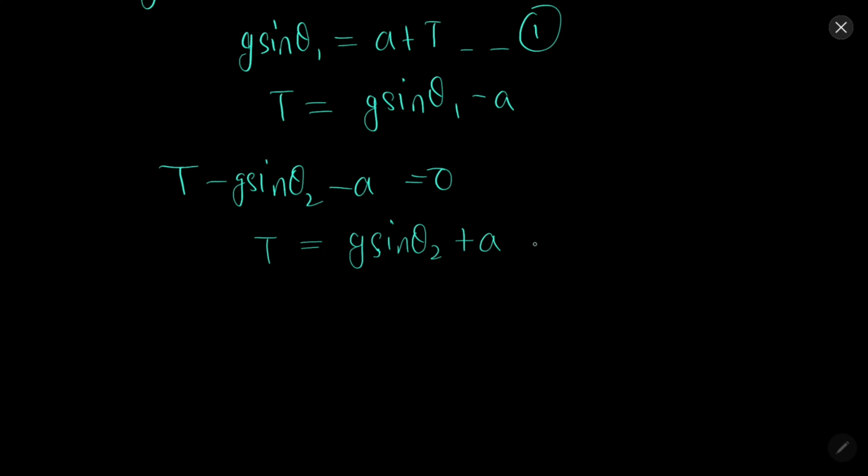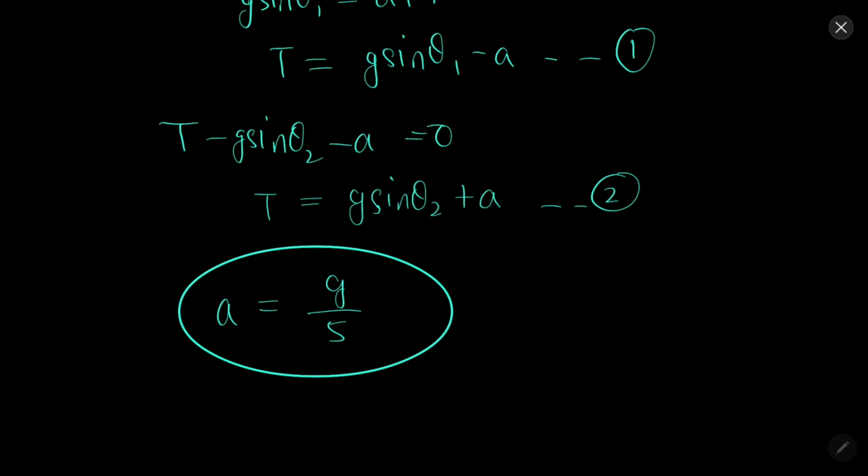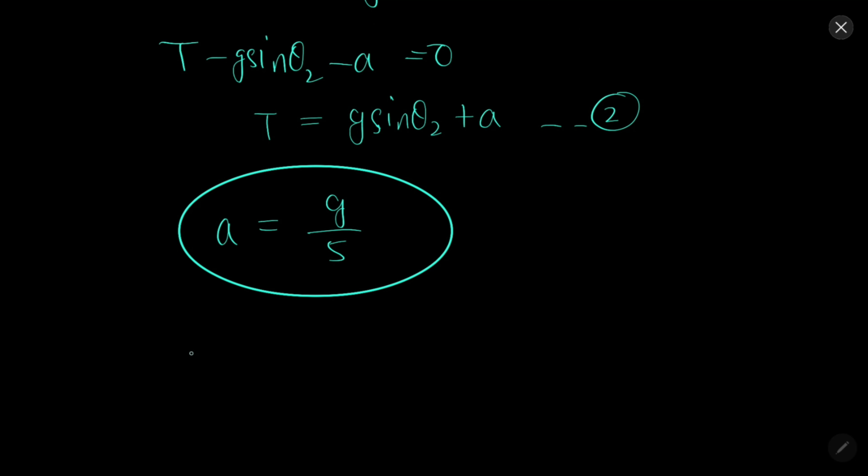So using these equations, we will find acceleration. It will come out to be g by 5 using these two equations. So ultimately a will be g by 5 into 1 by 2, that is g by 10.